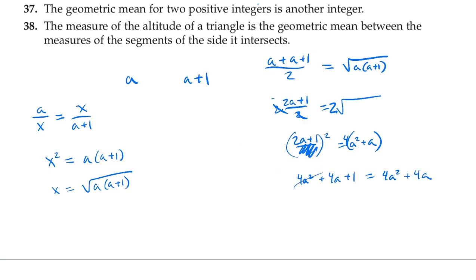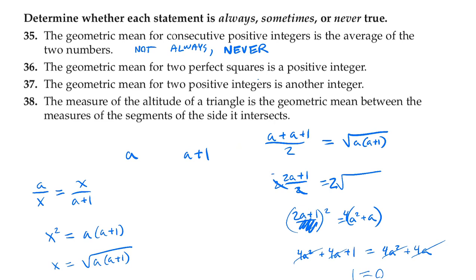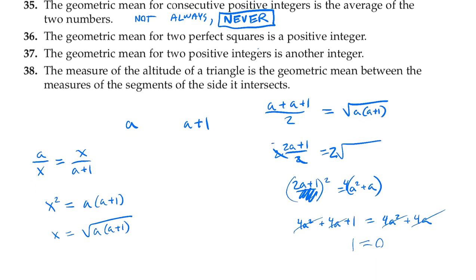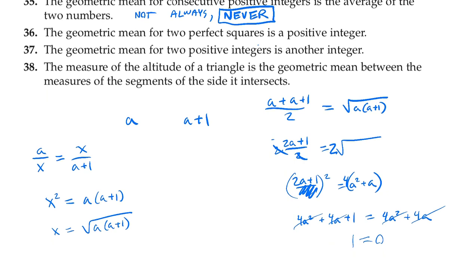What the heck? We subtract these and we get 1 equals 0. That is never true, so it is impossible. There's no value of a that ever makes this true. Whoa, cool. So we proved it's never true. There was probably a much more elegant way to do it, but again, algebra, you can always fall back on it.